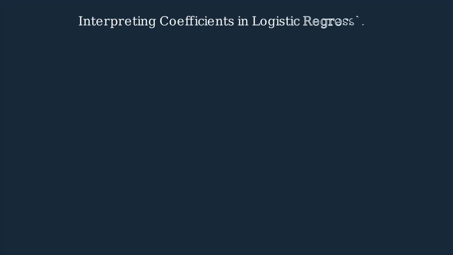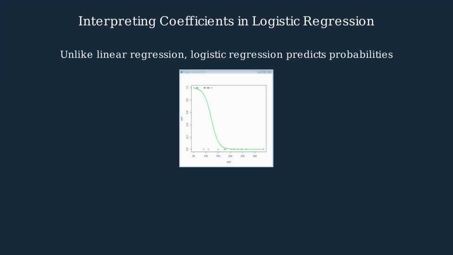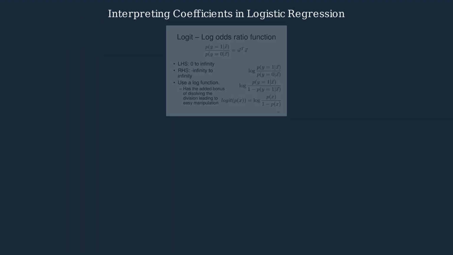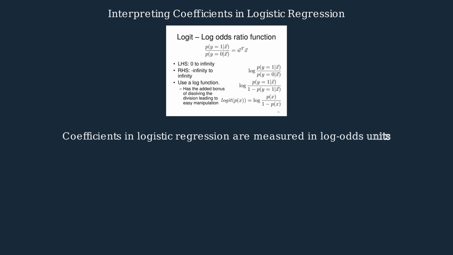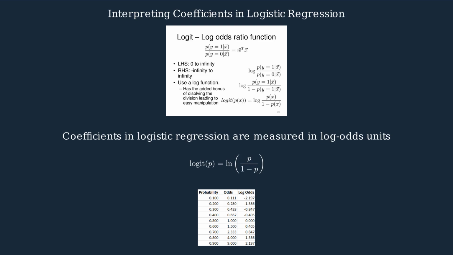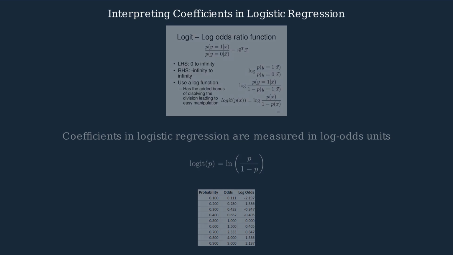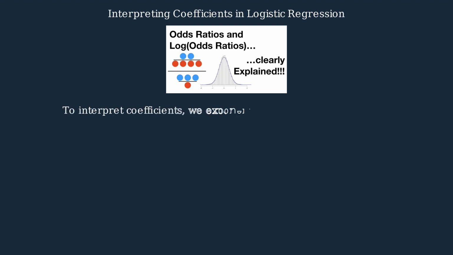Logistic regression is different from linear regression because it predicts probabilities rather than continuous values. In logistic regression, coefficients are measured in log odds units. The logit function transforms probabilities, which are bounded between 0 and 1, into log odds, which can range from -infinity to +infinity. To make interpretation easier, we exponentiate the coefficients to convert them from log odds to odds ratios. An odds ratio tells us how much the odds of the outcome change for a one-unit increase in the predictor.